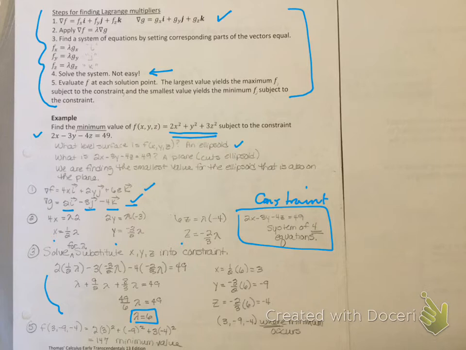Mighty convenient. So you take the 6 and you plug it back into the equations that you have up here, all of these. And so you end up with the point (3, -9, -4). So this point right here is the only value that you have that's going to be associated with that ellipsoid in that particular plane. And this is going to be the minimum value, this 147, after you plug that in to the equation. So this is where the minimum value occurs.